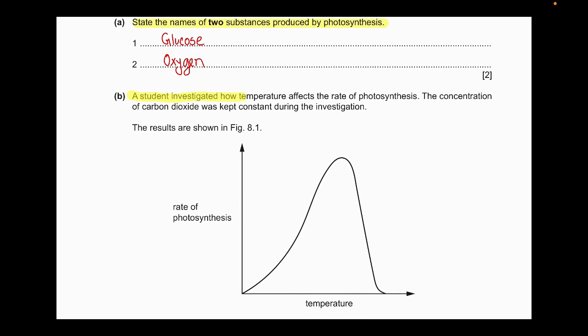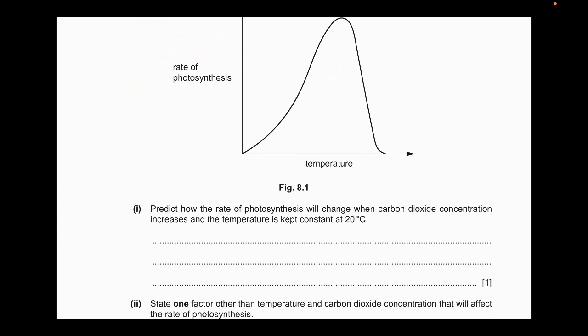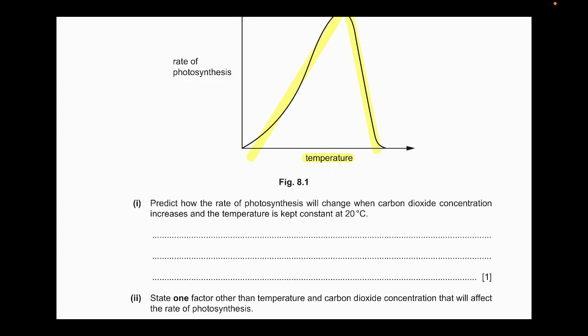A student investigated how temperatures affect the rate of photosynthesis. The concentration of carbon dioxide was kept constant during the investigation. The results are shown in figure 8.1. As we increase the temperature, the rate of photosynthesis initially increases, and then we can see that it decreases if the temperature gets too hot.